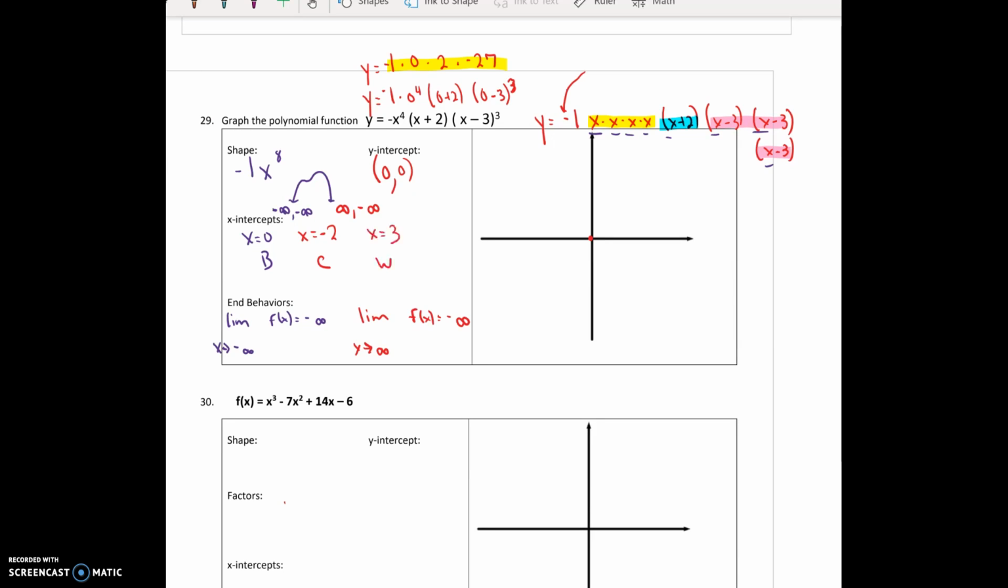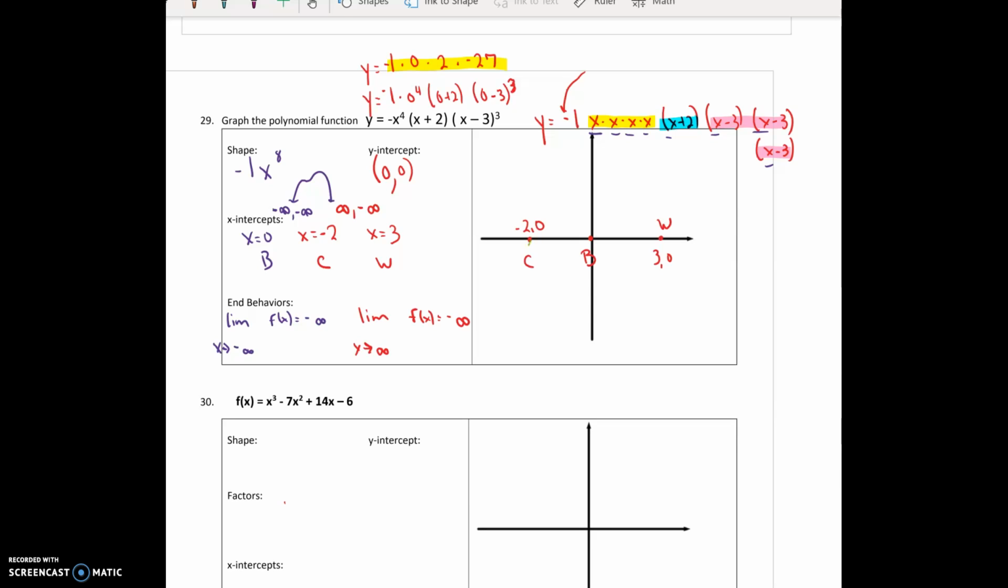So I'm going to come over here and mark my points. So my x is 0 also happens to be the y-intercept that I marked, but I'll put a b here for a bounce. I'm going to have -2, 0 where it crosses, and I'm going to have 3, 0 where it will wiggle. So what I do now is I first start drawing the end behaviors.